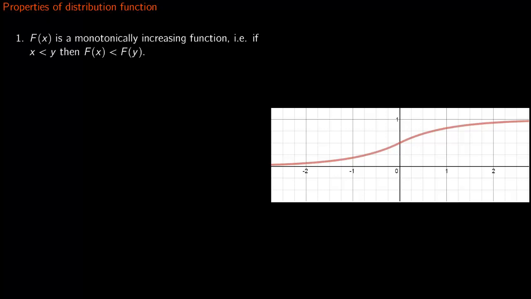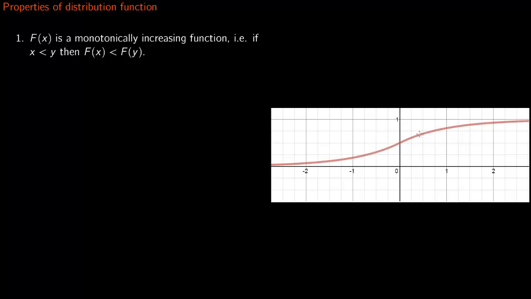In the previous lecture, we talked about distribution function. In this lecture, we talk about properties of the distribution function. So the first property is that this distribution function f of x is a monotonically increasing function. That is, if x is less than y, then f of x is less than f of y.